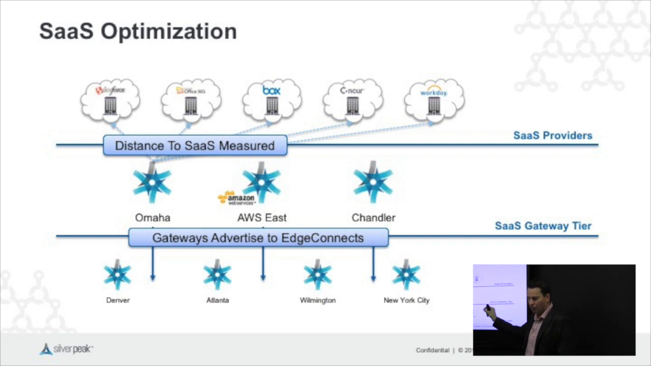We constantly measure the path, one, the reachability, but two, the round trip delay to each one of these sites. And for each application, we determine which one is the best gateway. So that when one overlay is looking to reach a specific application, we will set up the tunnels in such a way that we guide it in real time directly from the EdgeConnect. So this is without the orchestrator. So essentially the EdgeConnect itself, even if the orchestrator was offline, will find the best exit point to that SaaS application.